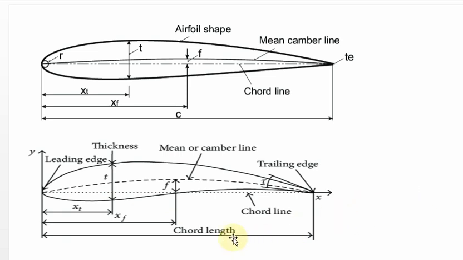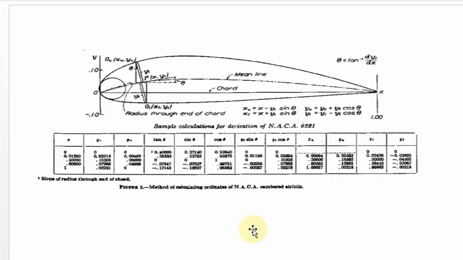Suppose I want to find the coordinates, you have to refer to this picture. We need to draw the tangent to the mean camber line. Then, as usual, using the Pythagoras principle, we can take sin theta and cos theta and find the values. You don't need to bother about the tables. I just want to give the idea of how to draw the tangent to the mean camber line.